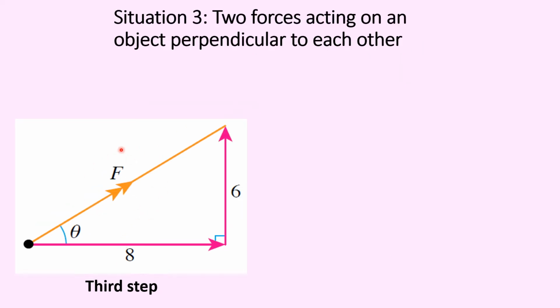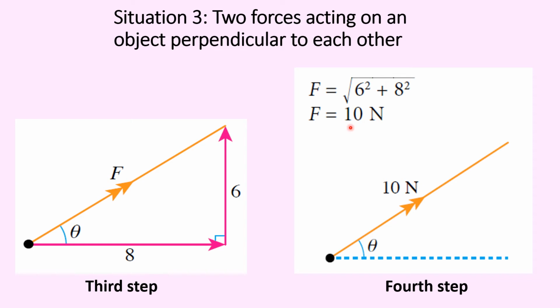In order to calculate the magnitude of the resultant force here, you know that c squared equals a squared plus b squared. So F equals the square root of 6 squared plus 8 squared, and this is equal to 10 Newton. So now you have found the magnitude of the resultant force, which is 10 Newton. Now I have another problem for you. How do we find the angle theta here, which is the angle between the resultant force and the horizontal force?